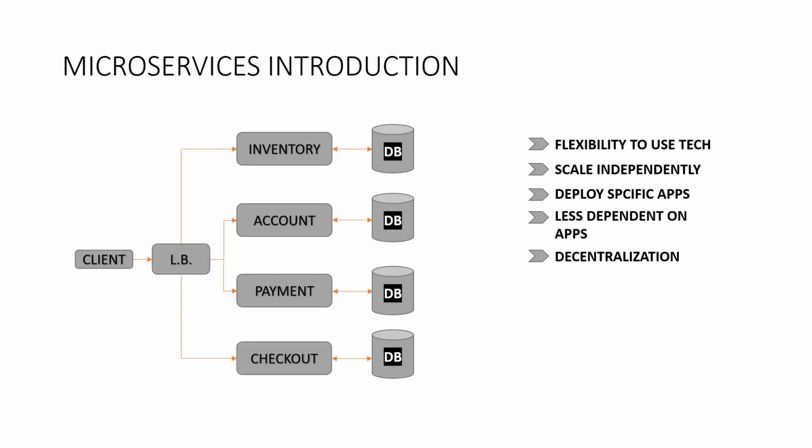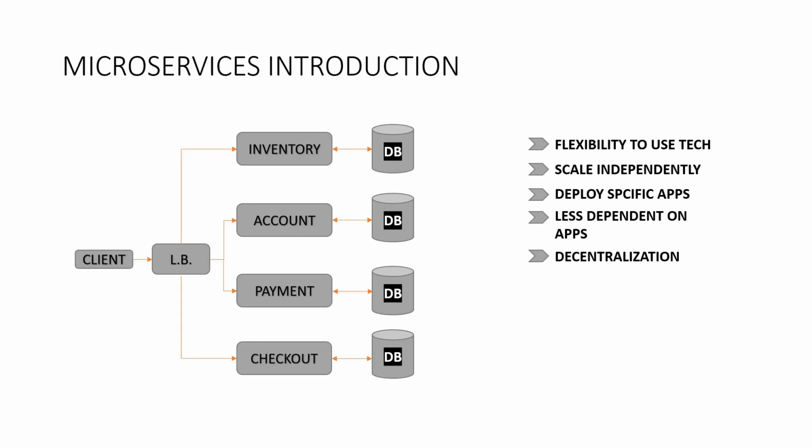The second is scale independently. For example, if you take the payment module, that may require more scaling, which means this module should run on multiple virtual machines compared to other modules. The account module is okay to run on a single VM, and the payment module requires running on 4 virtual machines. So in this case, we can scale these modules independently, and scaling will not impact other modules as well, right?